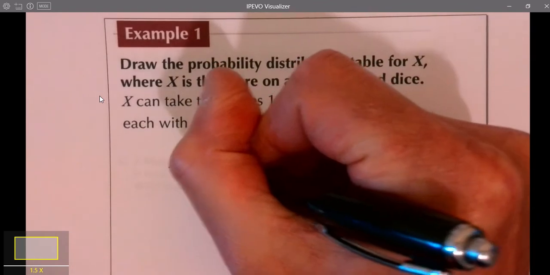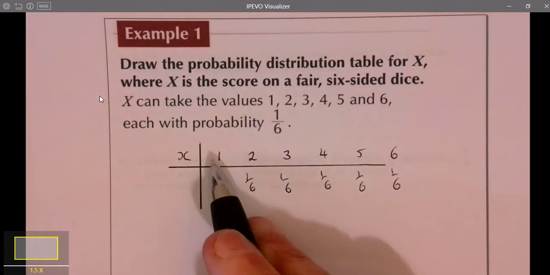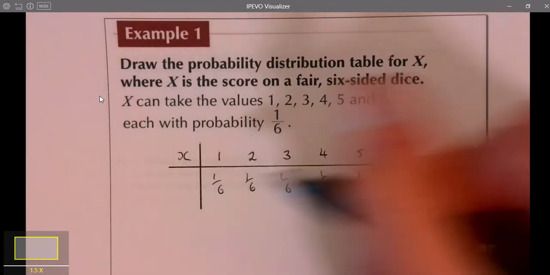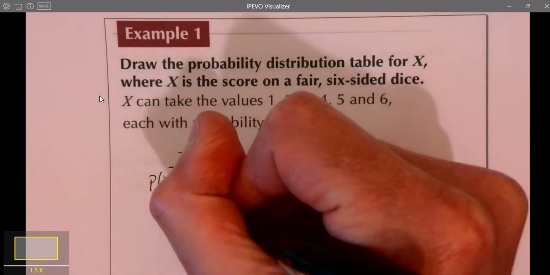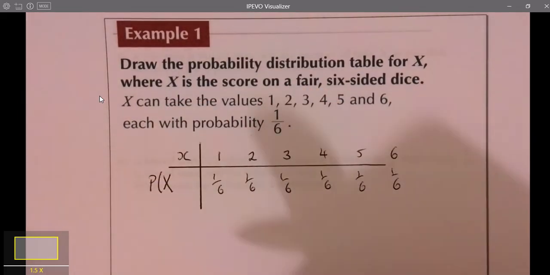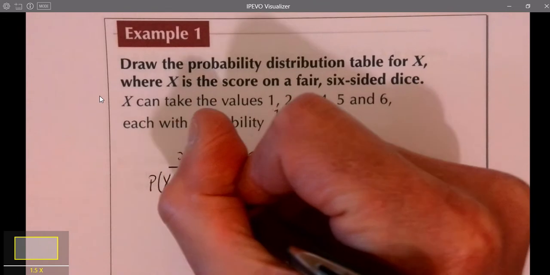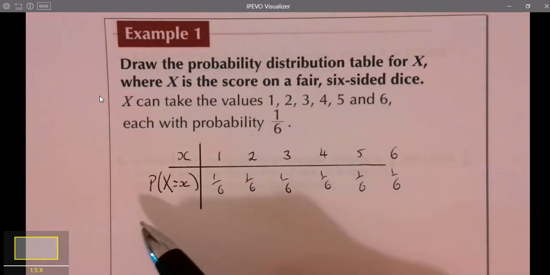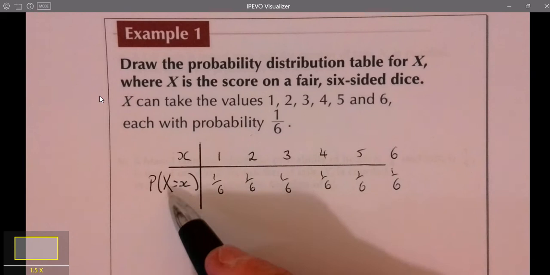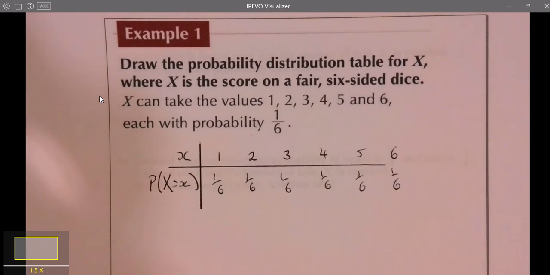And then we use little x just to talk about the different values that it could be, and then we talk about big X. You tend to use a big X to stand for the discrete random variable. So here you're just talking about, right, what's the chance of getting a 1? 1 over 6. What's the chance of getting a 2? 1 over 6. Obviously it's uniform, it's all going to be the same. So if we talk about a probability distribution table, that's all we're actually talking about.